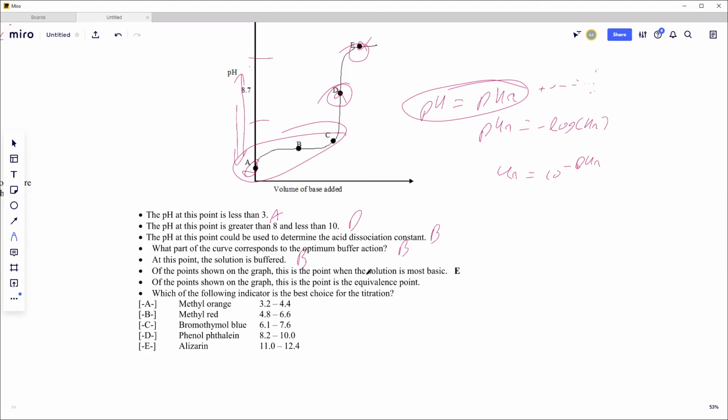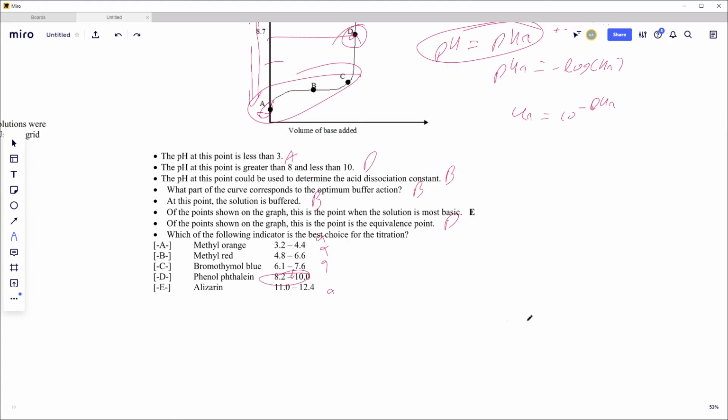Which of the following is the equivalence point? Again, it's D. For the indicator, which is best? We look at D. 8.7 is nice. Which one has it best? This one. It has 8.7 somewhere here. It doesn't have to be exactly 8.7, and it's close, but it's somewhere around that. So look for the best one. It's going to be D, and that's it basically.